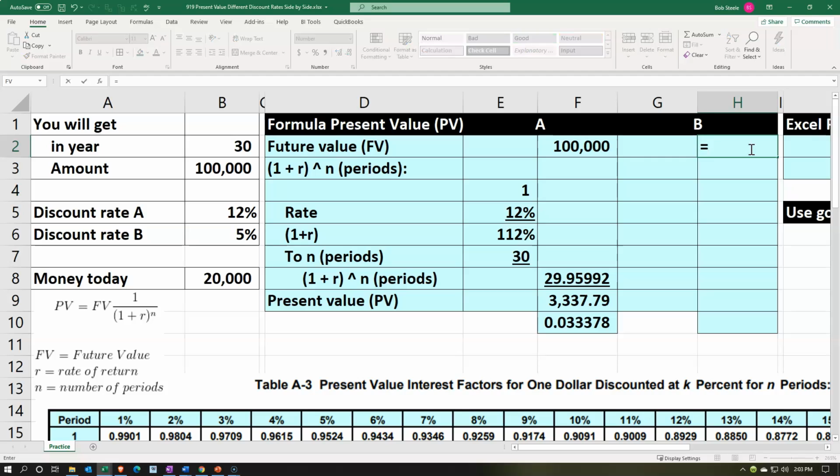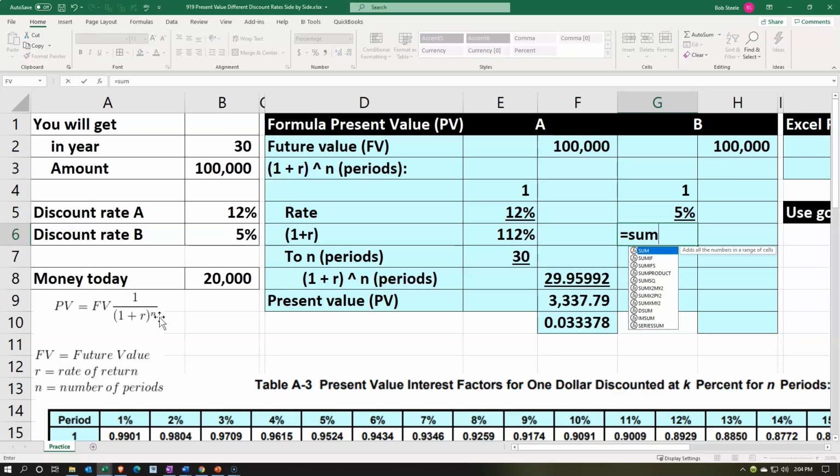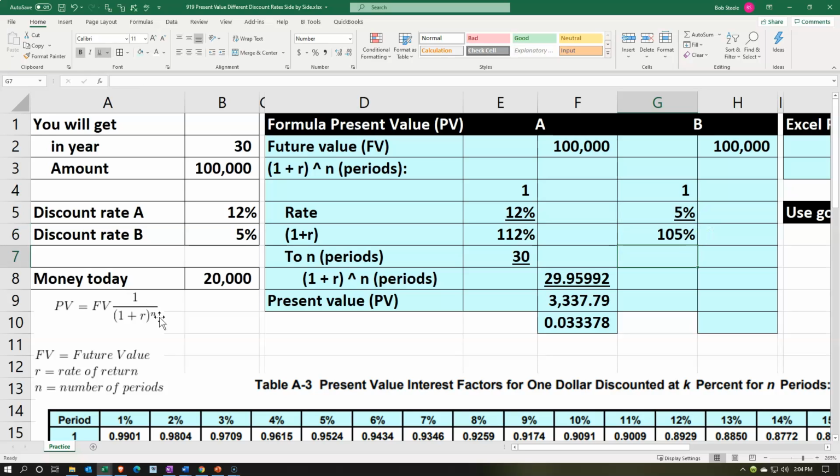It's going to be the same starting point with the 100,000. That's going to be the numerator, or future value, denominator 1 plus r to the n. The 1's going to be the same. The r is going to differ now. The r is now at the 5%. No formatting required because we formatted it already. Let's sum this up, equals the sum. So 1 plus r now is 1 plus the 5%, or 105%. That's going to be the 1 plus r.